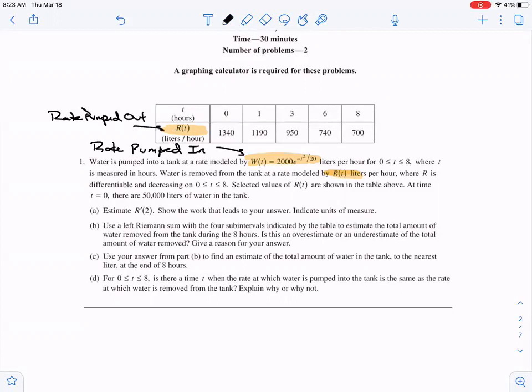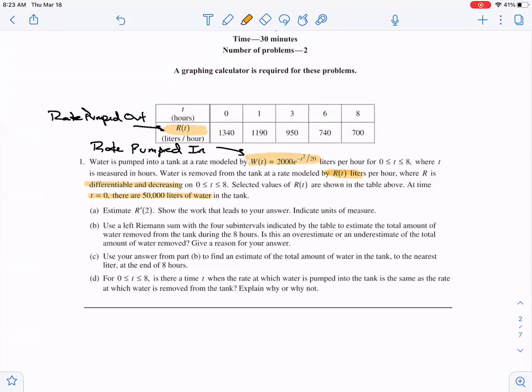Okay? All right. They also tell me that R is differentiable and decreasing, so I'm just going to highlight that on our interval. Selected values of R(t) are shown in the table above. And then at time t equals 0, there are 50,000 liters of water in the tank. So that's an important piece of information, an initial condition they give us right there.